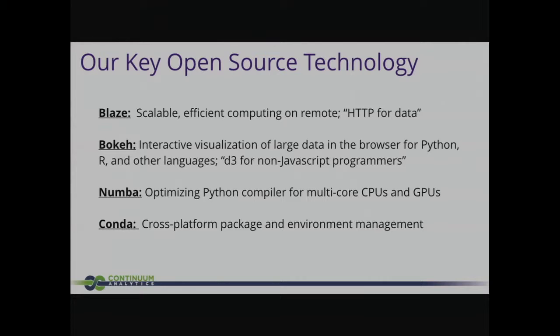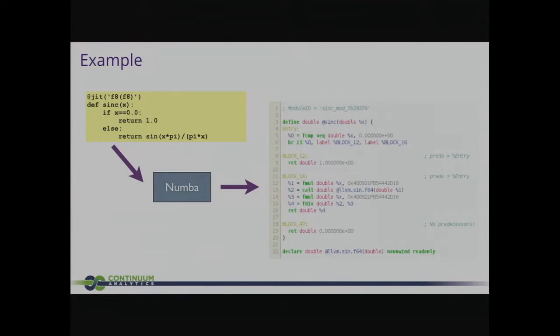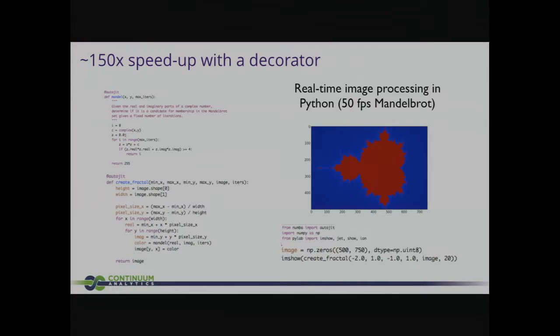Okay. Key open source technologies, Blaze, Bokeh, and Numba are packages. Blaze for distributed data modeling, Bokeh for interactive visualization, Numba for just-in-time compilation of Python code via LLVM to run blazing fast on standard CPUs and GPUs. And I'm going to skip through these because I don't want to spend too much time on them, but there's some pretty cool stuff you can do with Numba right now.